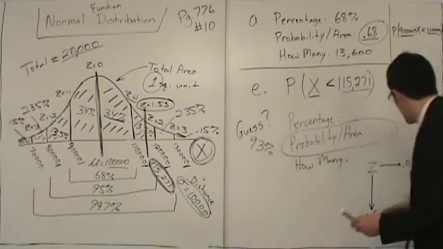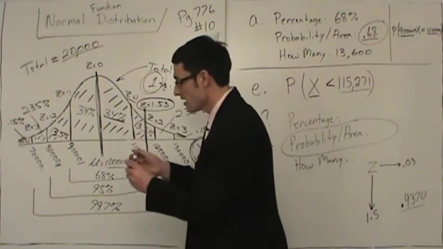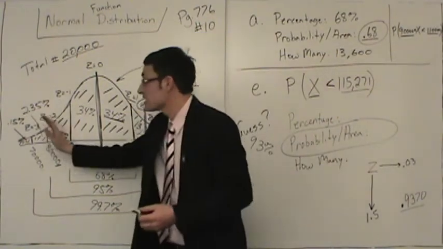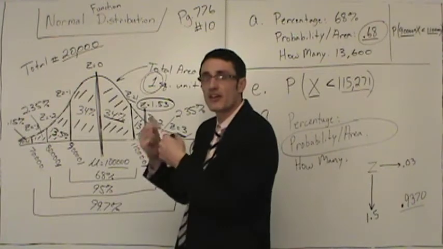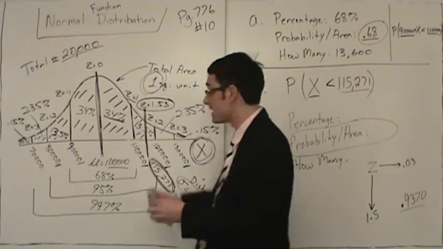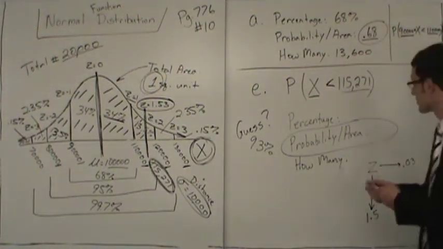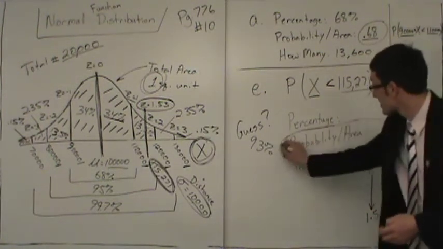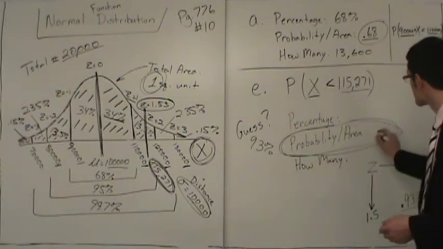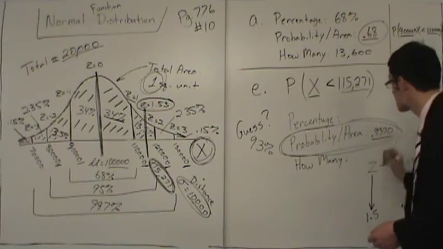Our total area is 1, and the area to the left is a partial area, so we're expecting this area to be smaller than 1. Is 0.9370 smaller than 1? Yes. So what is our probability? Remember, the z-table gives us the probability of the area. This is 0.9370. So that's what you get off of your z-table.